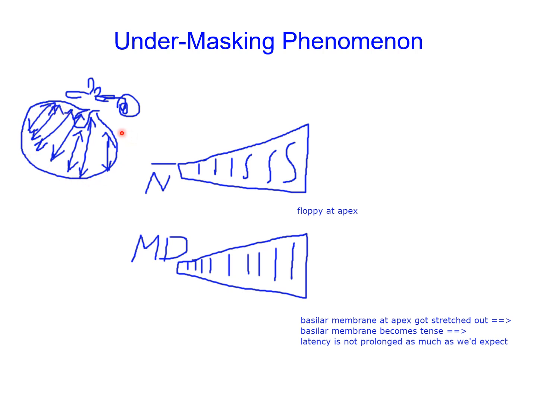This is called the big endolymphatic hydrops, and it indicates it's a high pressure system. So the basilar membrane at the base got stretched out. Basically the basilar membrane got stretched out everywhere, including the apical area. Because the basilar membrane at the apical area becomes tense, the latency is not prolonged as much as we would expect. So the masking effect goes under our expectation, and that's the reason we call it under-masking phenomenon.